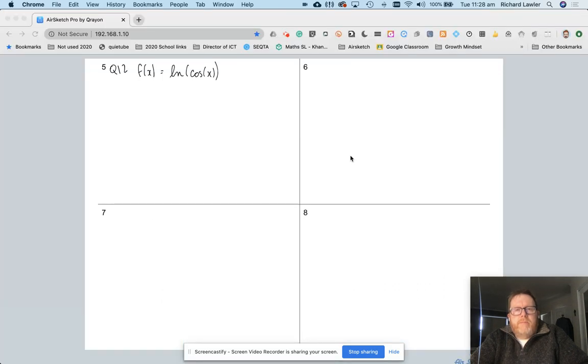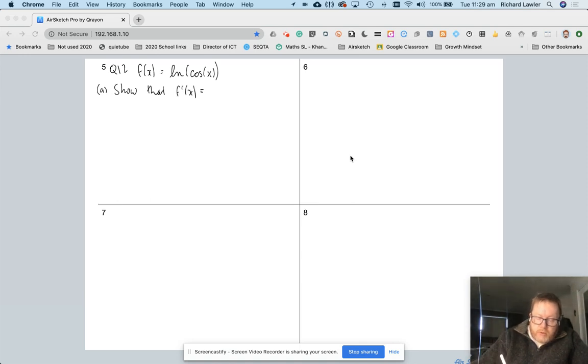Okay, back to the whiteboard. So we'll start off with the first bit. This is part A. We have to show, that's the thing. In part A, we have to show that f dash of x is equal to negative tan of x. That's what we're required to do. So we're going to do it by just finding the derivative.